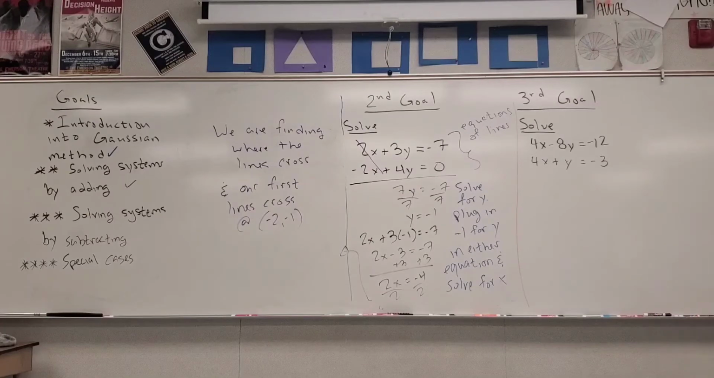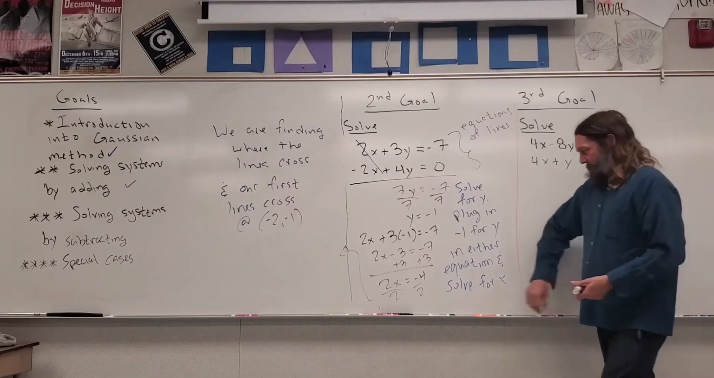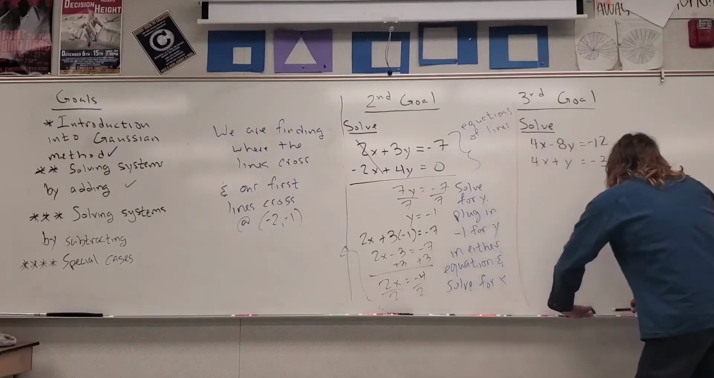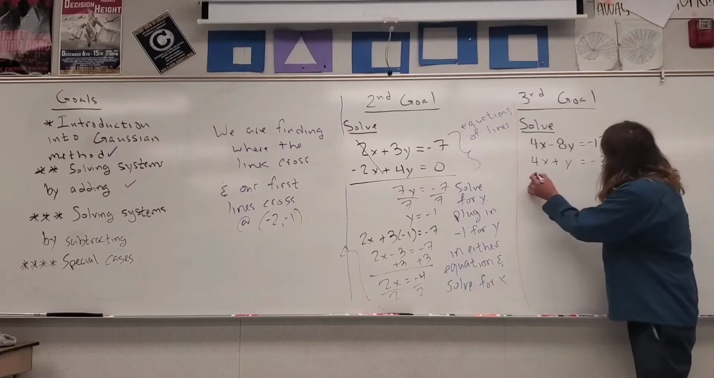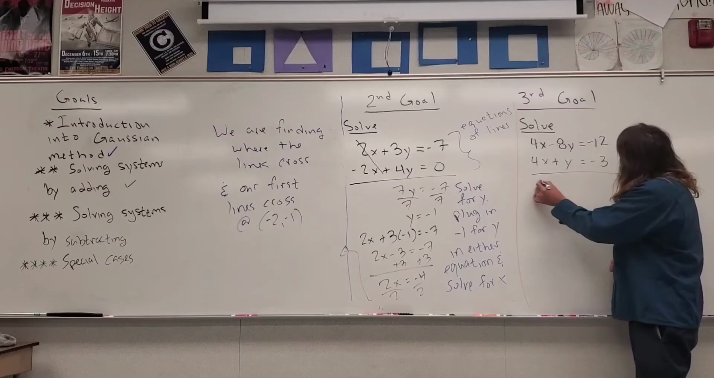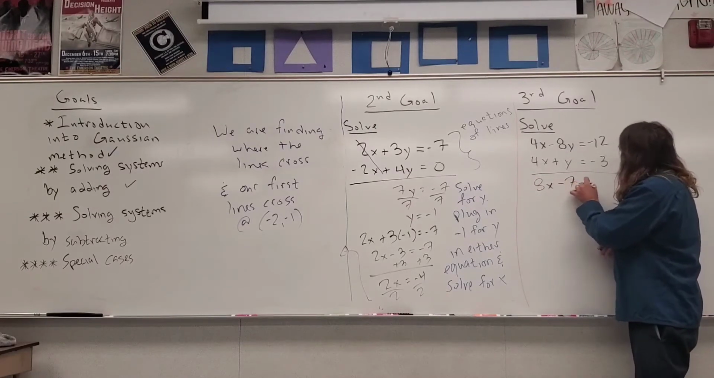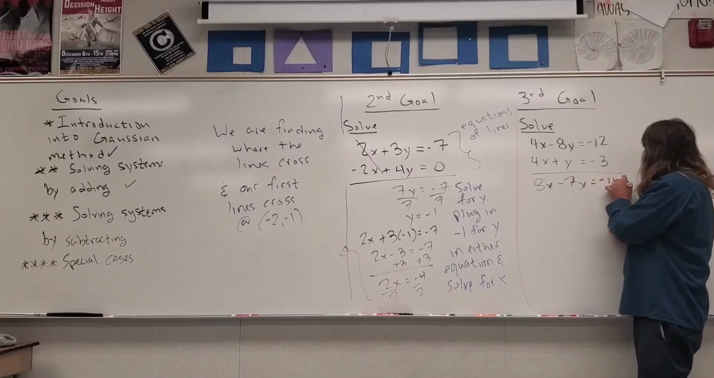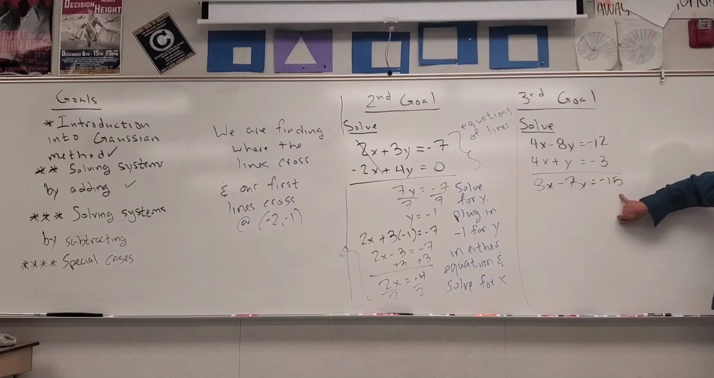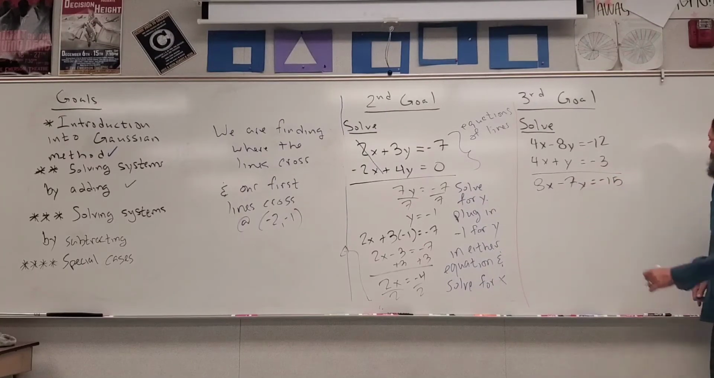And so I'm going to do what Gauss taught me that I could do, and I'm going to add together these equations. Okay? So when I add these equations together, I get 8x minus 7y equals -15. This is not good. Nobody canceled.